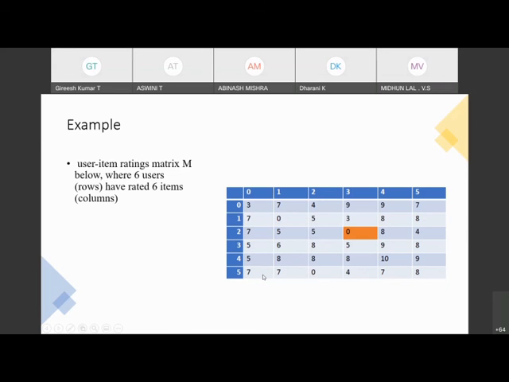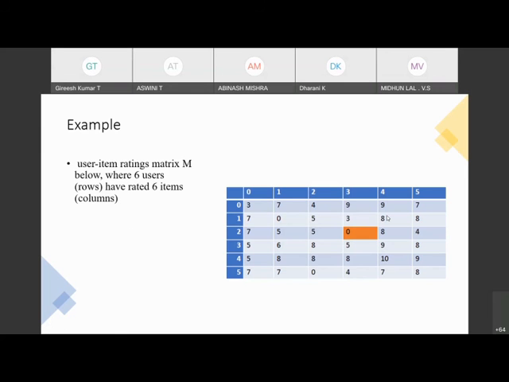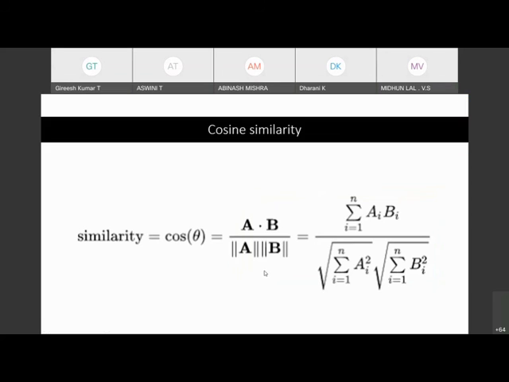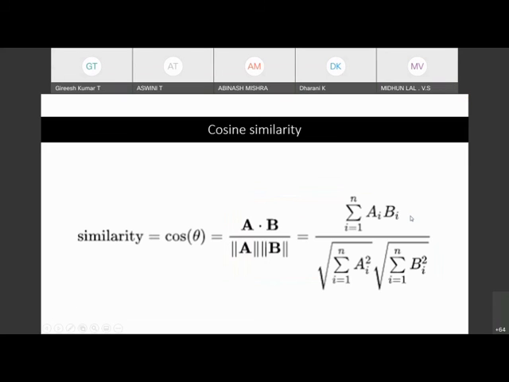So that value is called sigma i equal to 1 to n of AiBi. Now we can take 3 square plus 7 square plus 7 square plus 5 square plus 5 square plus 7 square. So that value is called the root of i equal to 1 to n of Ai square. Similarly, you can calculate the value of Bi also, the root of Bi square.